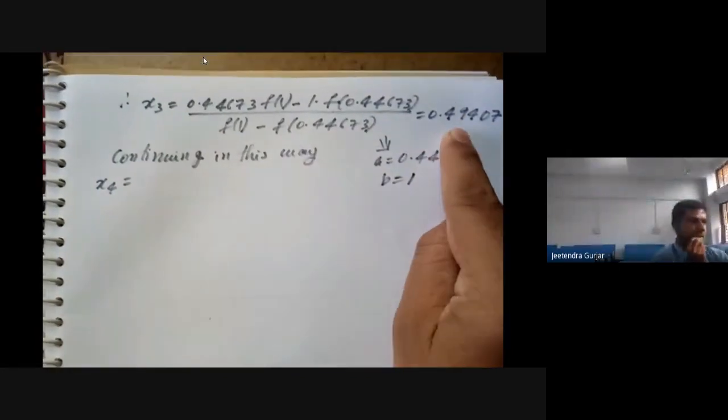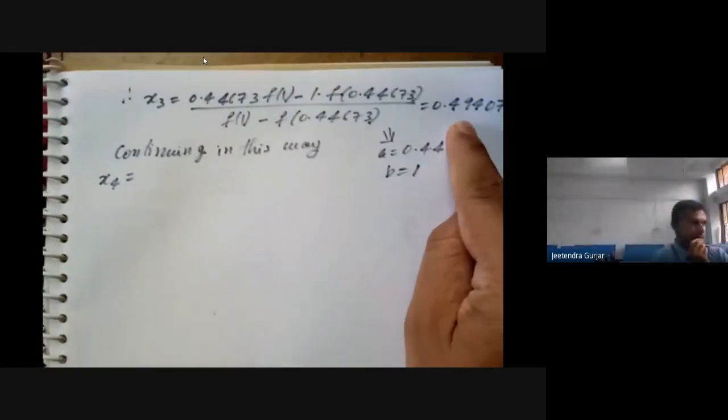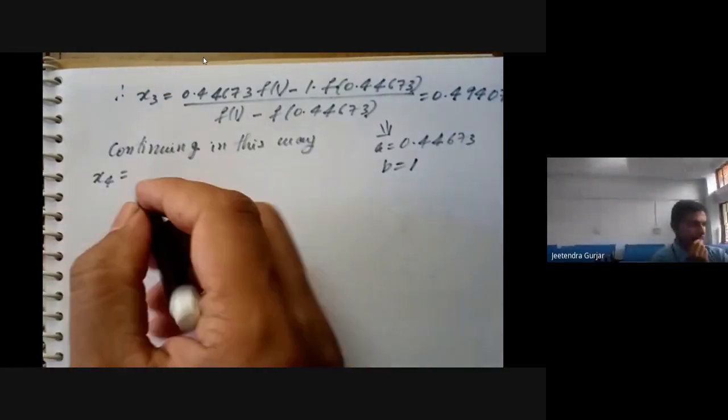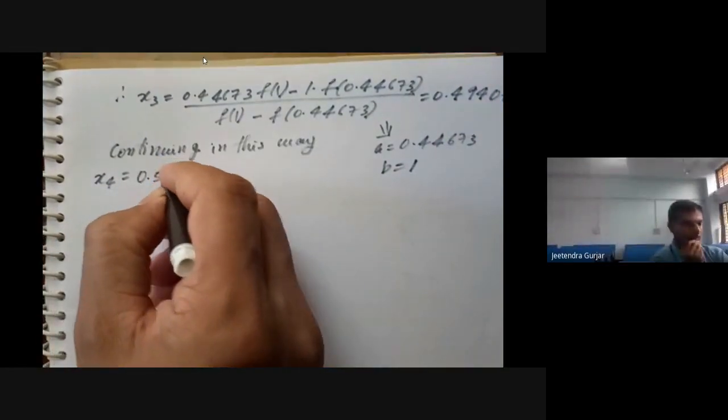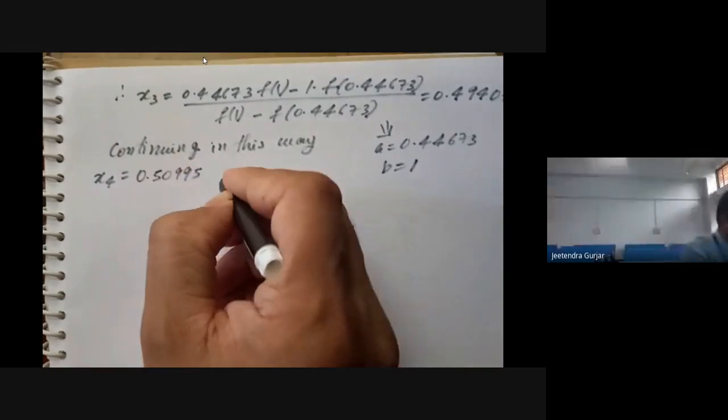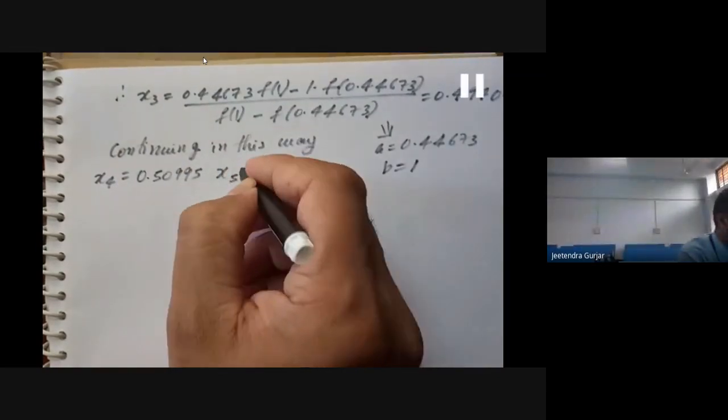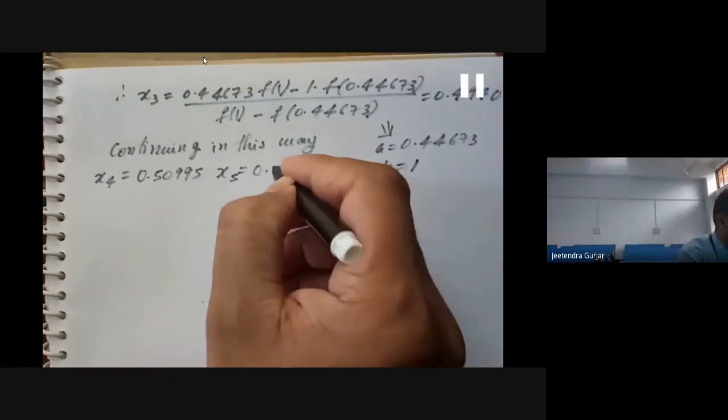As we have seen, substituting this value in the given formula, continuing in this way, we get the next value. So can you find x5? Please try for the x5 answer.